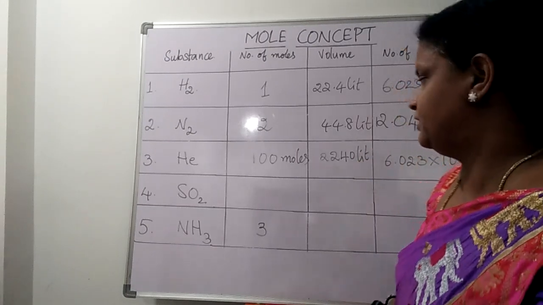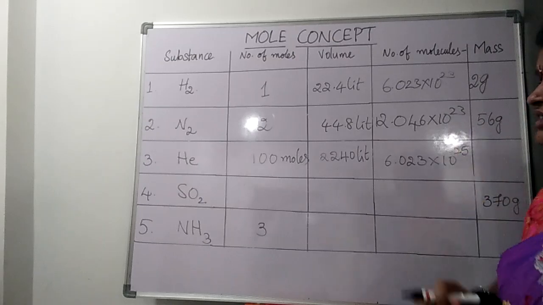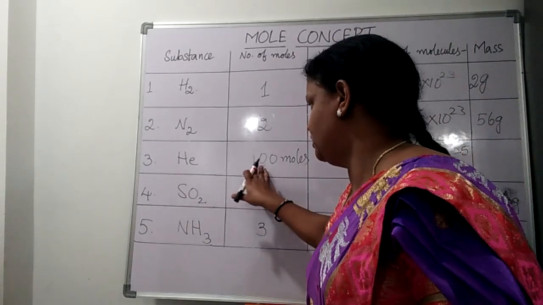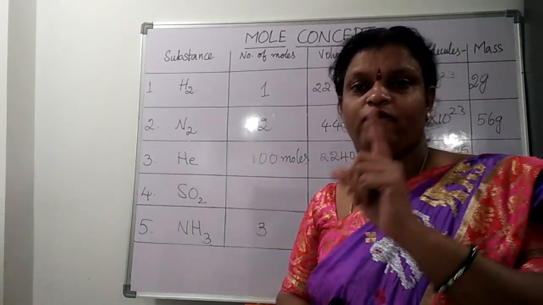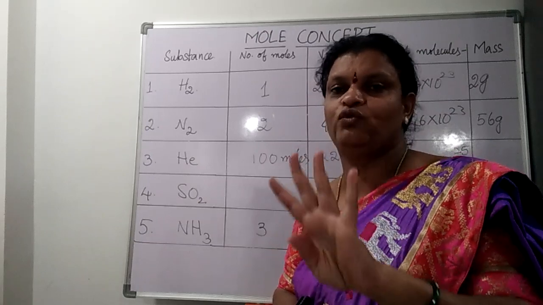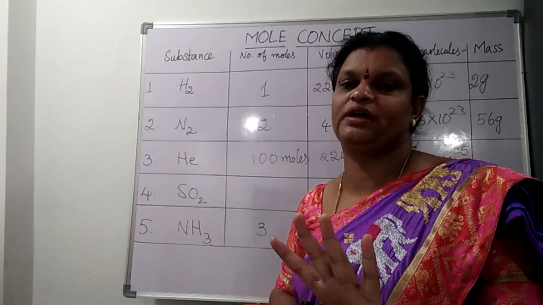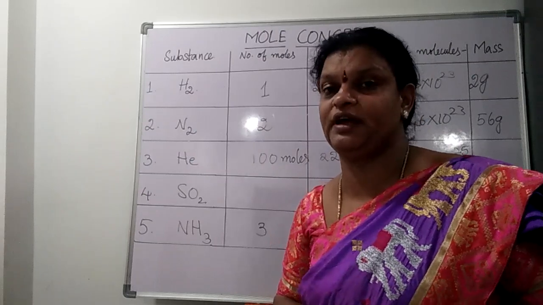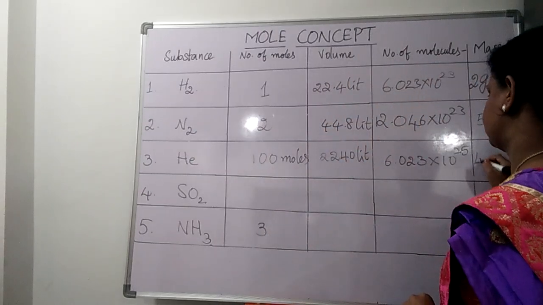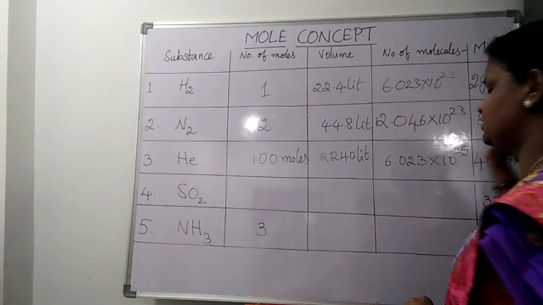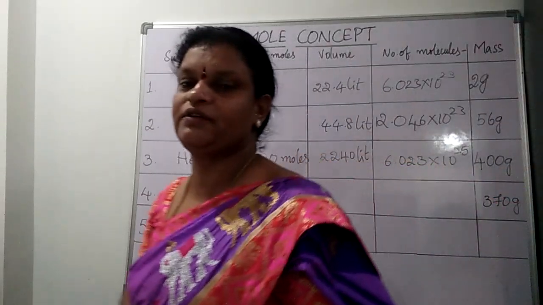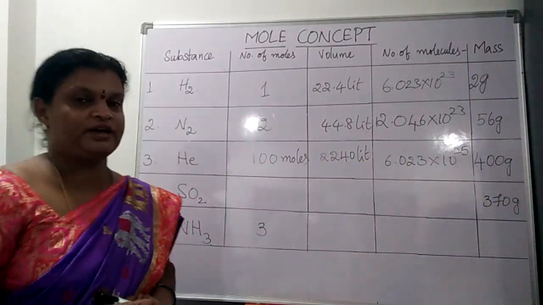2240 liters. Then coming to mass of helium. Mass of helium when it is taken 100 moles. 1 mole of helium will have 4 grams mass. So 100 moles will have 400 grams. So the mass of helium is nothing but 400 grams.